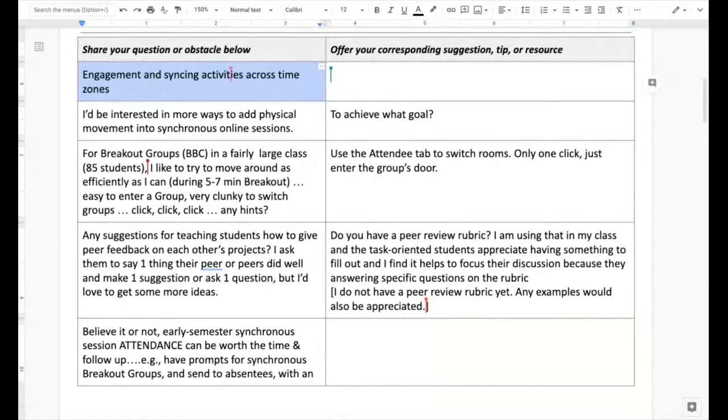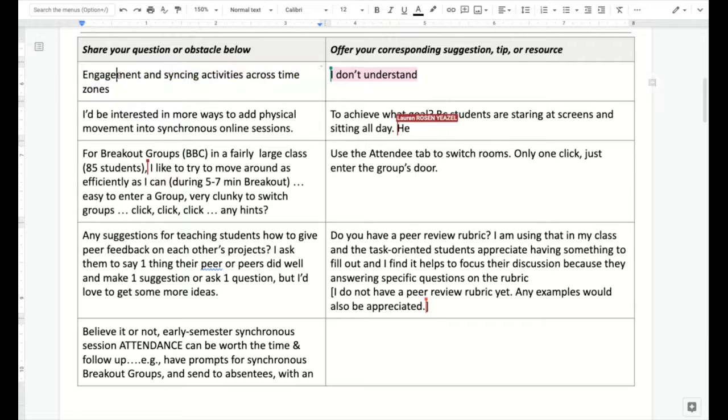All right. Engagement and seeking activities across time zones. I see that nobody has offered a suggestion for that. Any ideas? It seems to me that if you're working across time zones, if you've got somebody across the world and it's 4 o'clock in the morning and you're having a synchronous class, it could be really difficult for them. If you're doing an asynchronous discussion or breakout group and you want to be engaged, that seems like it'd be a better choice, to let them engage when they can, when they're feeling most up for it.